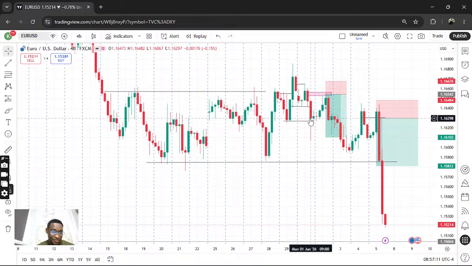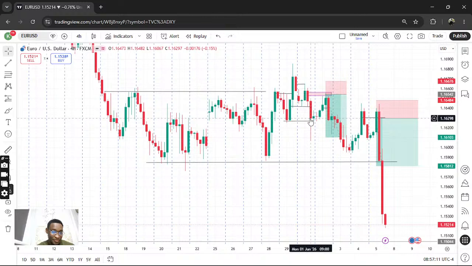This last bullish candle that was formed before this movement. Okay, when market traded into it, I just took the opportunity in 15 minutes time frame. I'm going to show you in 15 minutes time frame how I was able to take the trade during New York session. So I entered the trade and boom, I took my profit at this particular point.